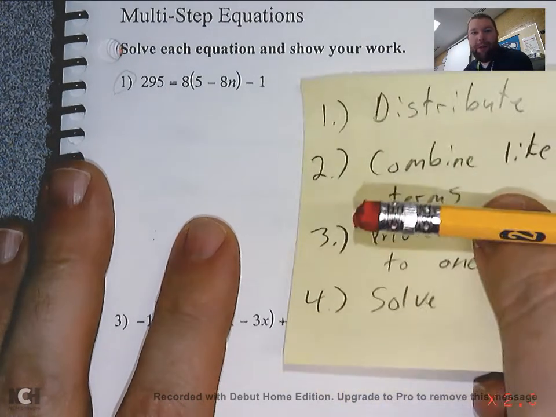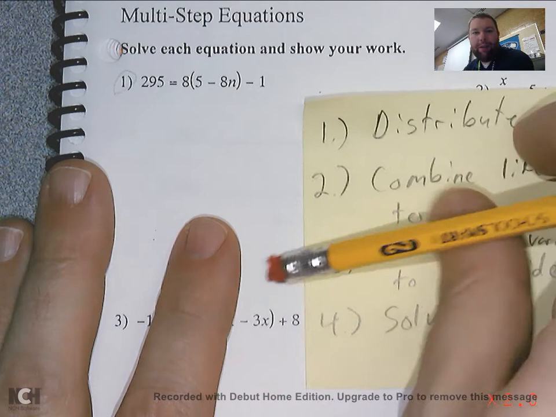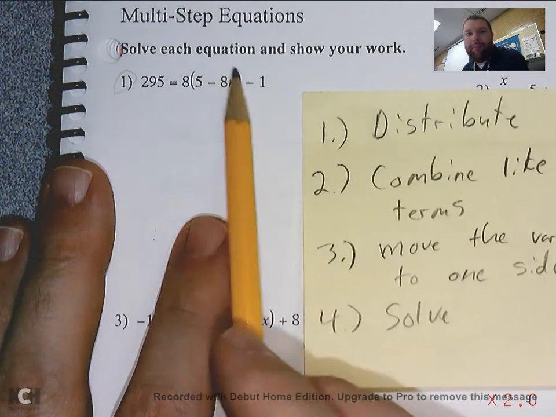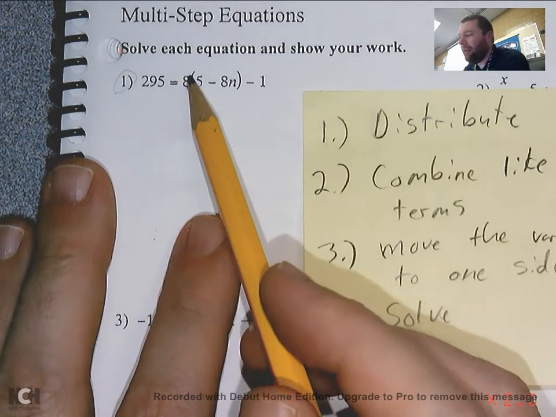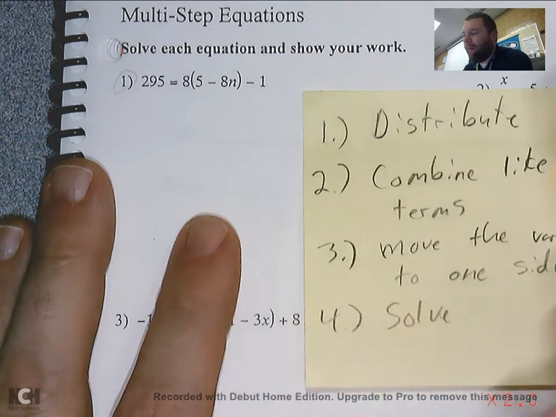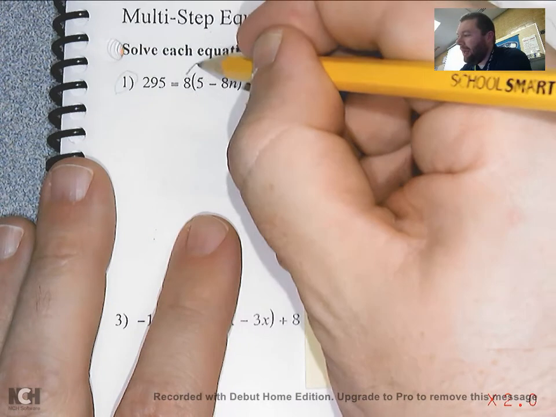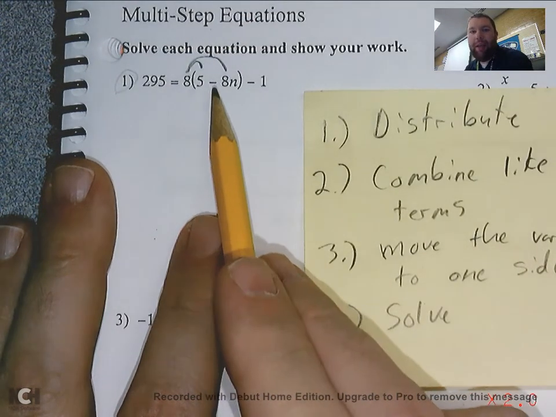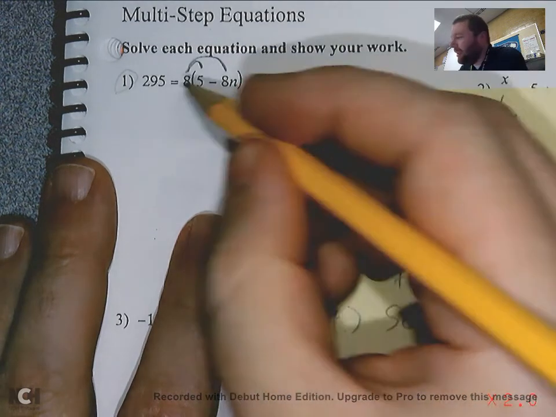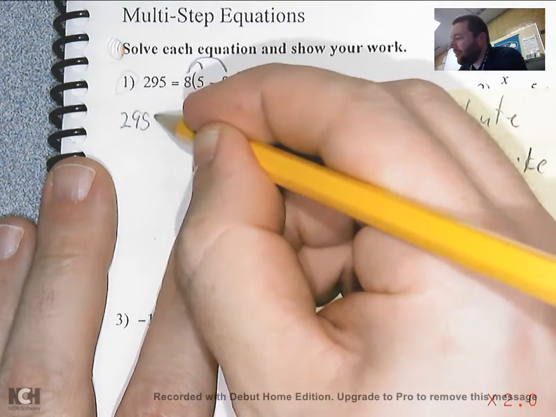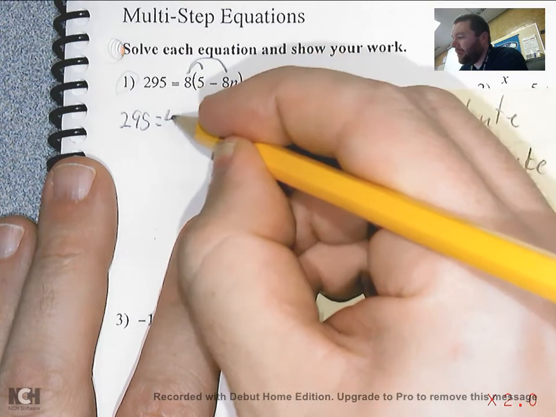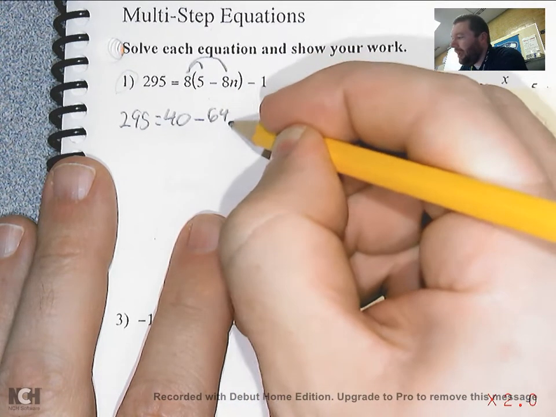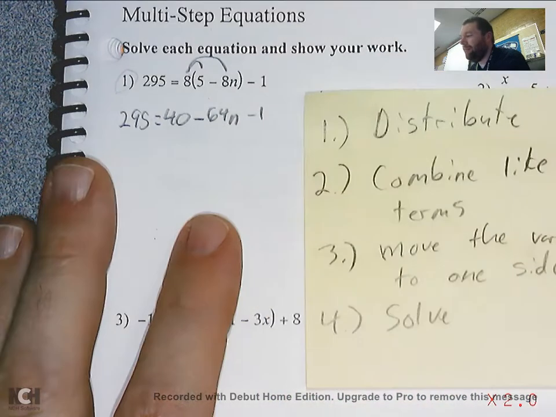So again, the first thing I'm going to want to do is look to see if there's anything to distribute. Hey, look, there's a parenthesis right there. That means there's something in front that I can distribute, right? So the very first thing I'm going to do is distribute that 8 into the parenthesis. I'm going to multiply 8 by 5 and 8 by negative 8. That's going to give me a new equation here. 8 times 5 is 40. 8 times negative 8 would be negative 64n. And then I still have this minus 1.